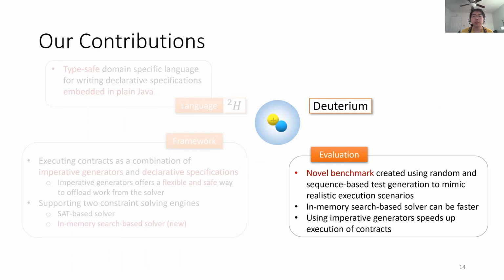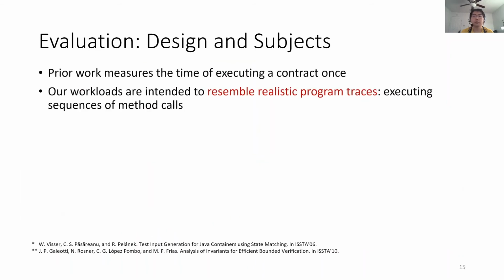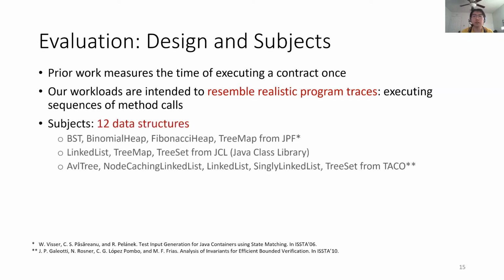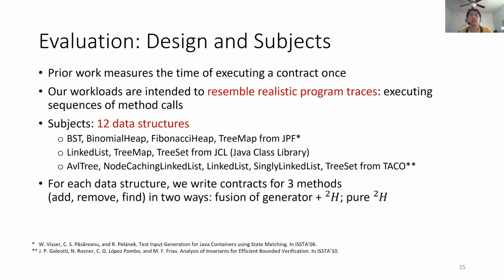Next, I will describe how we evaluate the framework. Different from prior work that measures the time of executing the contract once, we create our workloads that resemble realistic program traces by executing sequences of method calls. So to create our workloads, we selected 12 data structures as subjects from prior work on testing as well as the Java class library. So for each data structure, we write contracts for 3 methods: add, remove, and find in 2 ways, the fusion of generator plus declarative specification and the pure declarative specification.